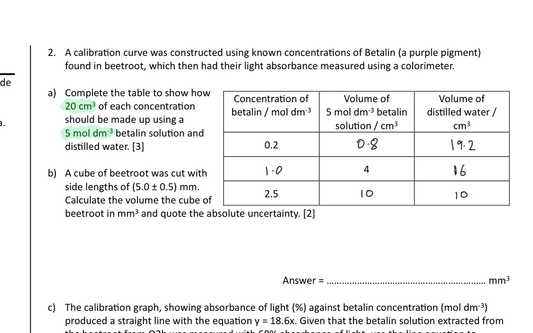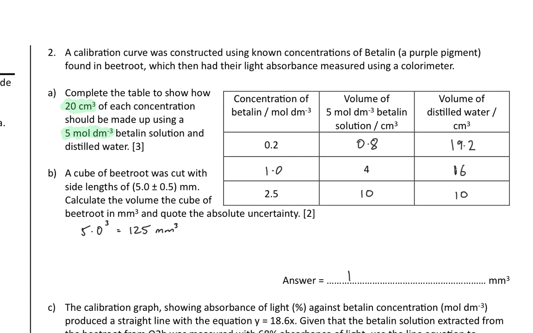So a cube of beetroot was cut with side lengths of 5 plus or minus 0.5 millimeters. Calculate the volume of the cube of beetroot in millimeters cubed. That's good. So it's millimeters and millimeters cubed. So that's no drama. And quote the absolute uncertainty. So there's an easy mark and a hard mark. So let's get the volume first. 5 cubed equals 125 millimeters cubed.